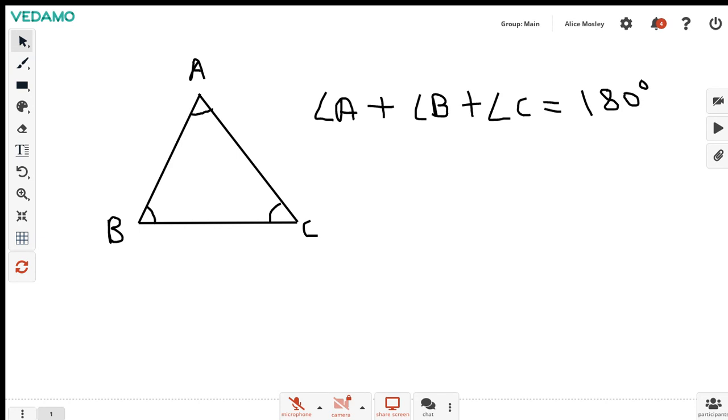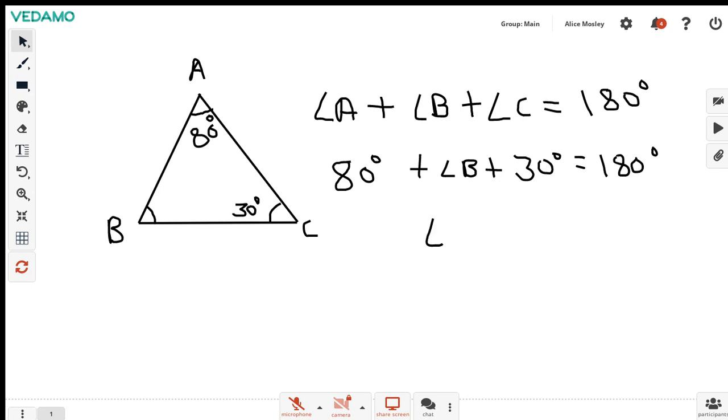Now suppose I say that A is 80 degrees and C is 30 degrees. Can you tell me what the value of angle B is? You will just put in the values. Instead of angle A, you write 80 degrees. You don't know the value of angle B, so you write angle B as it is. And instead of angle C, you write 30 degrees, which will be equal to 180 degrees.